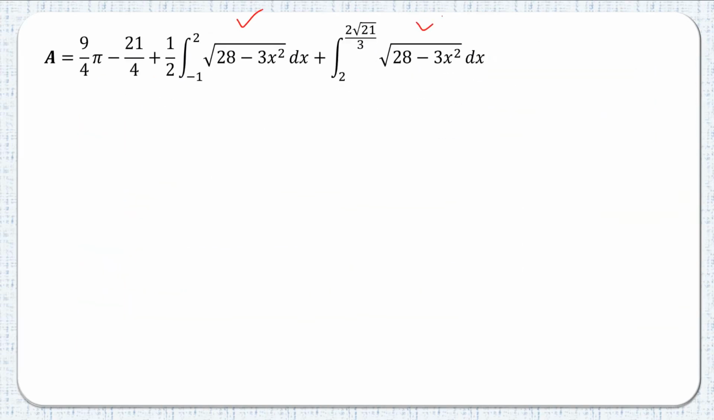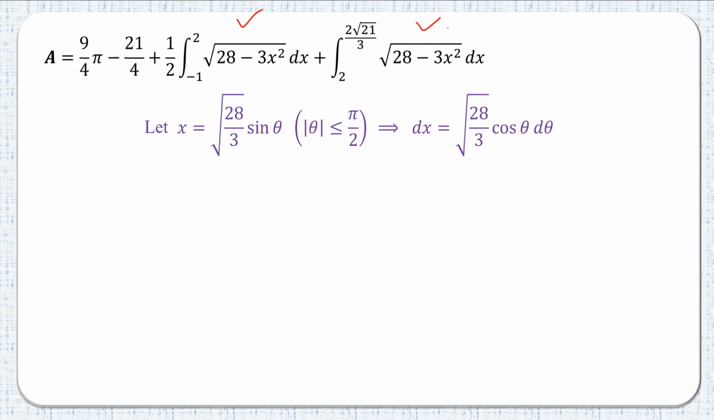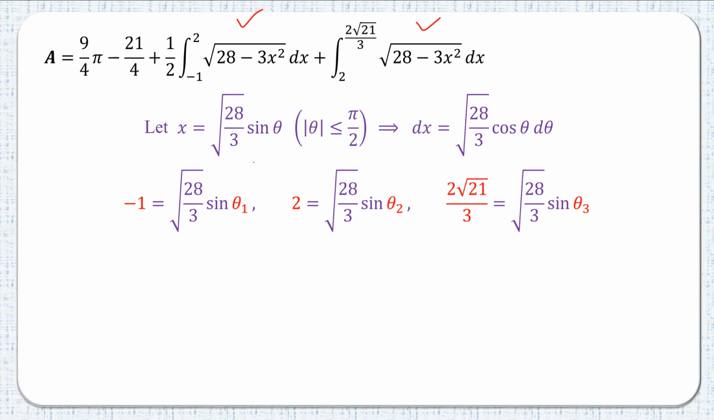And as for these radical parts, we use the trigonometric substitution again, which is exactly the same trigonometric substitution as we used previously. But now we need 3 different values for theta, corresponding to x values of -1, 2, and 2 square root of 21 over 3, respectively. Let's call them theta 1, theta 2, and theta 3.